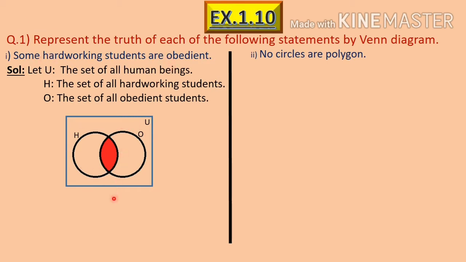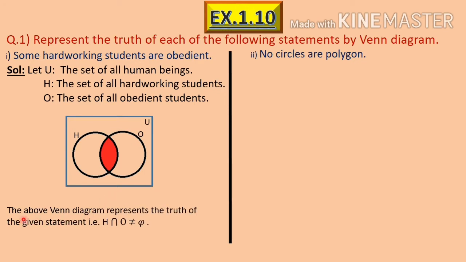And then you will write: the above Venn diagram represents the truth of the given statement, that is, the intersection of sets H and O is not equal to φ. This is what you have to write at the end of the answer.